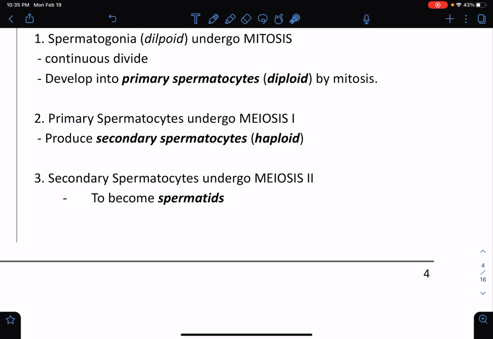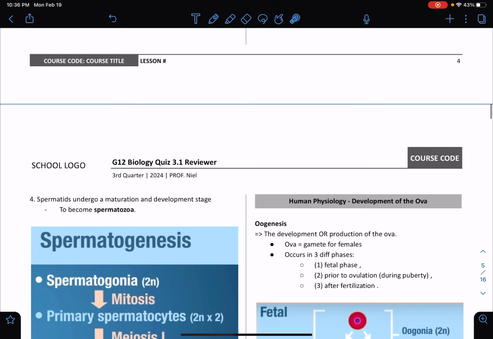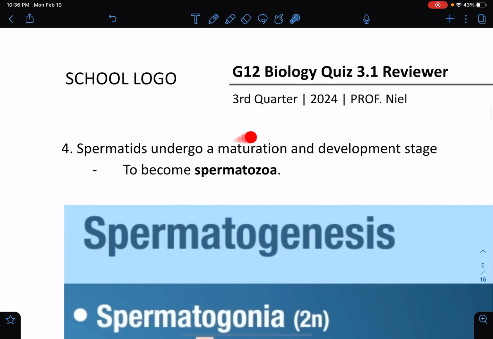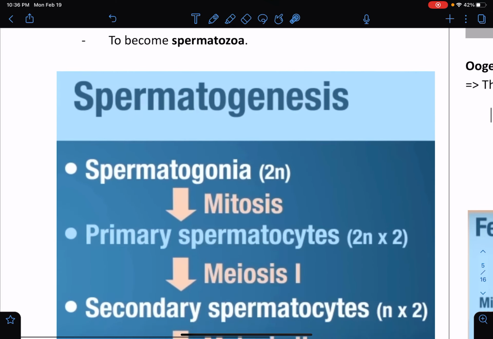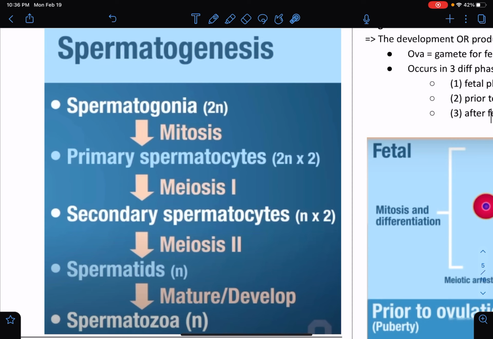Of course, in cell division, we have two parts of meiosis. We have 1 and 2. So it's natural to think that there is a meiosis 2 afterwards. And from there, the secondary spermatocytes become spermatids. So what happens with the spermatids? They undergo maturation and development stage in order to become spermatozoa. So this is a flow chart that summarizes everything that I just said.